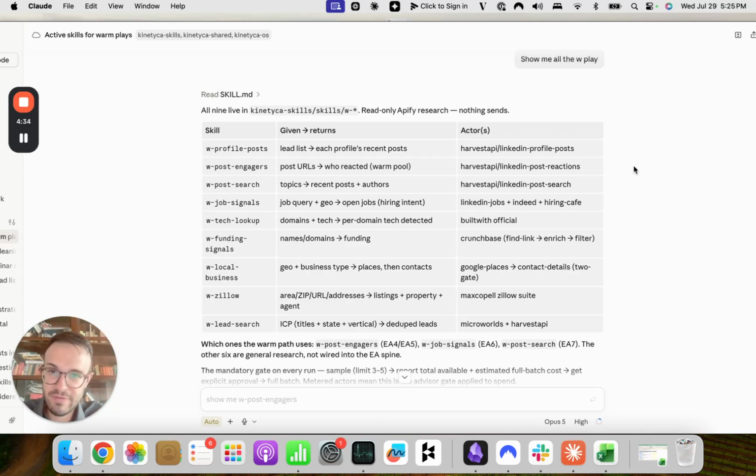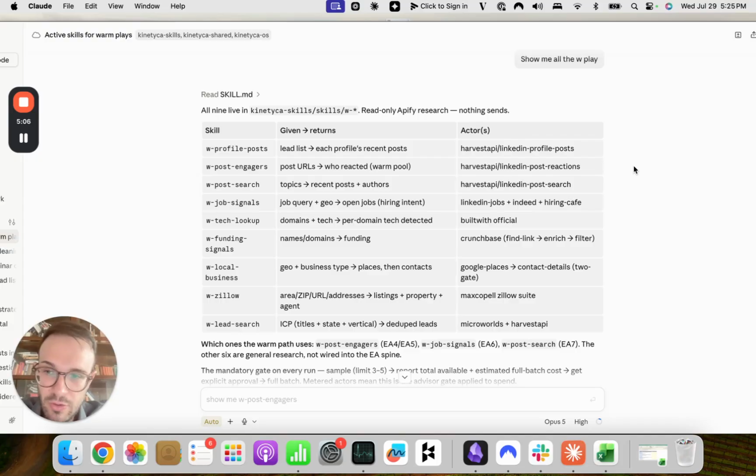Tech lookup. We have a list of domains and we want to find a specific tech. Using BuiltWith officially from Claude, we can get the list of technologies that these companies are using. Funding signals. From a list of names and domains, we get the list of fundings together with the investors, going through Crunchbase. And again, this is funny, because for the same information it took us a million scrapers and placing Clay to get them.